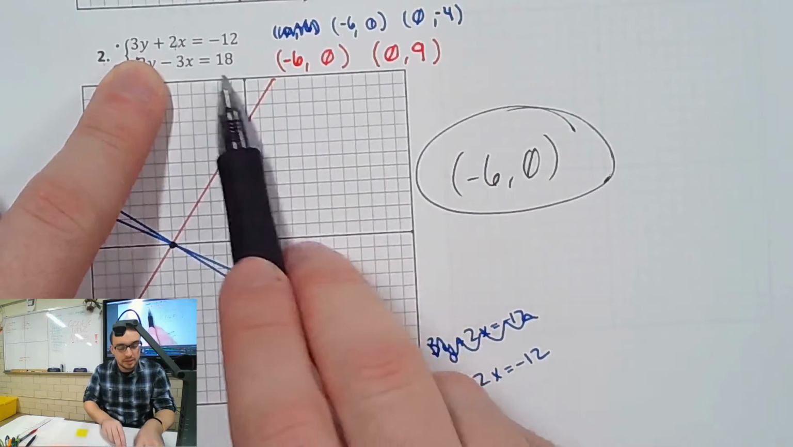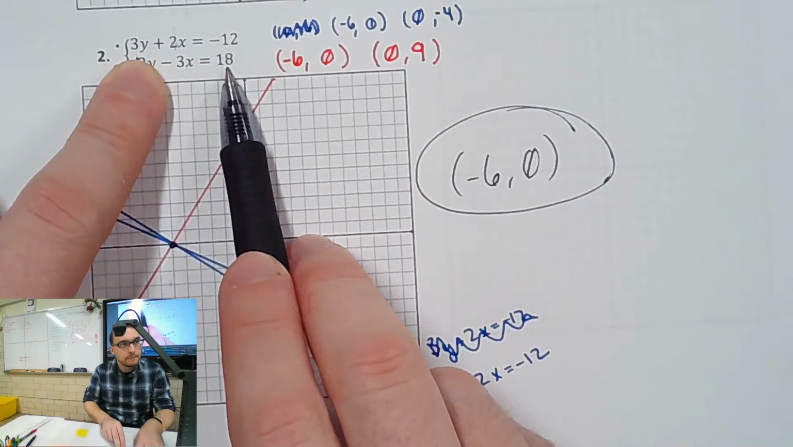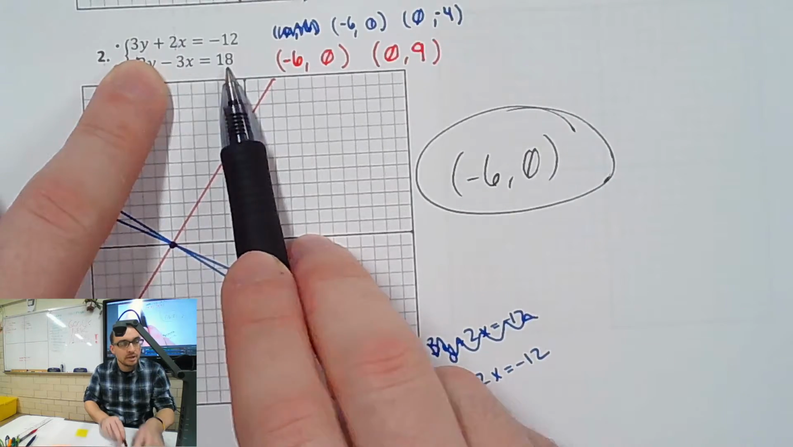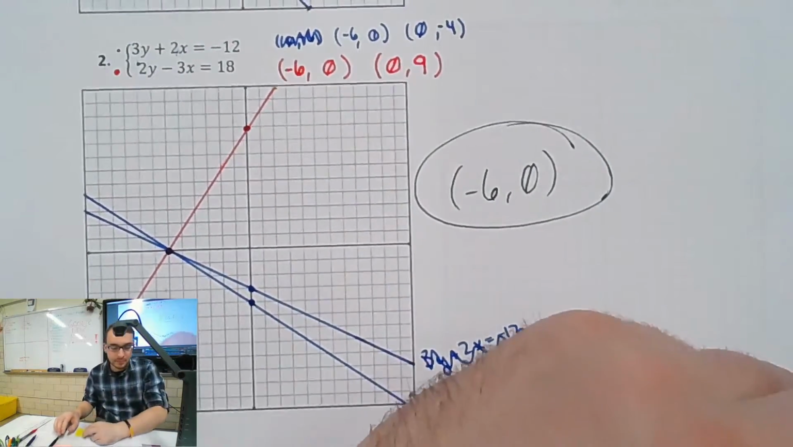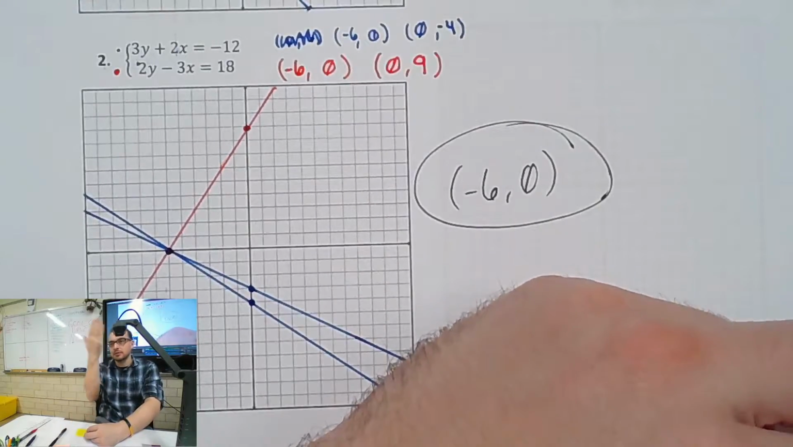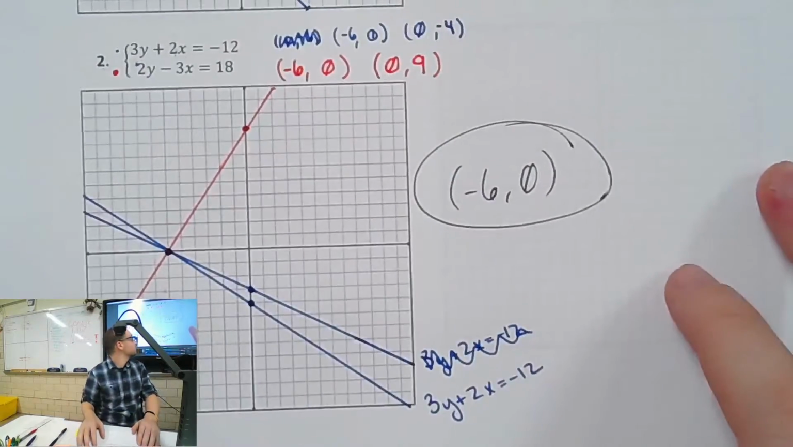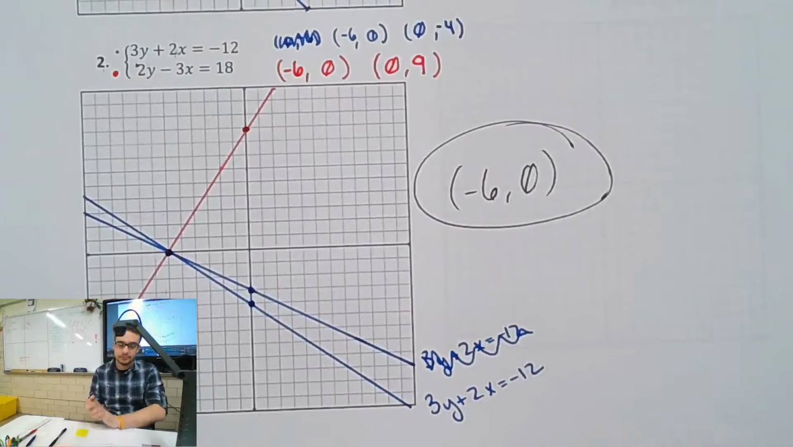Negative 3 times negative 6 is 18, right? Good. Oh, okay. Better? Okay, good. That's okay. Sometimes it just takes a while to see it. It's like those optical illusions, right? We good? We're going to move on to the next page in just a second.